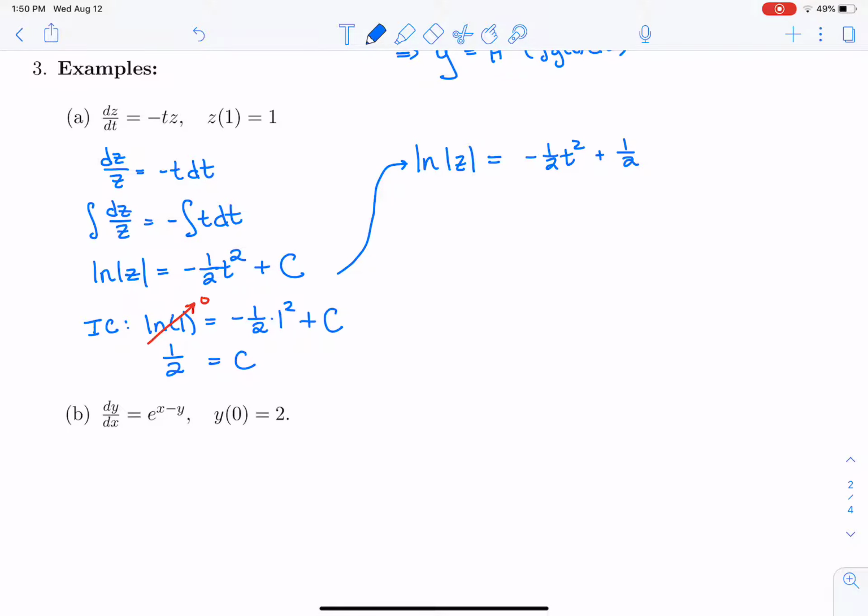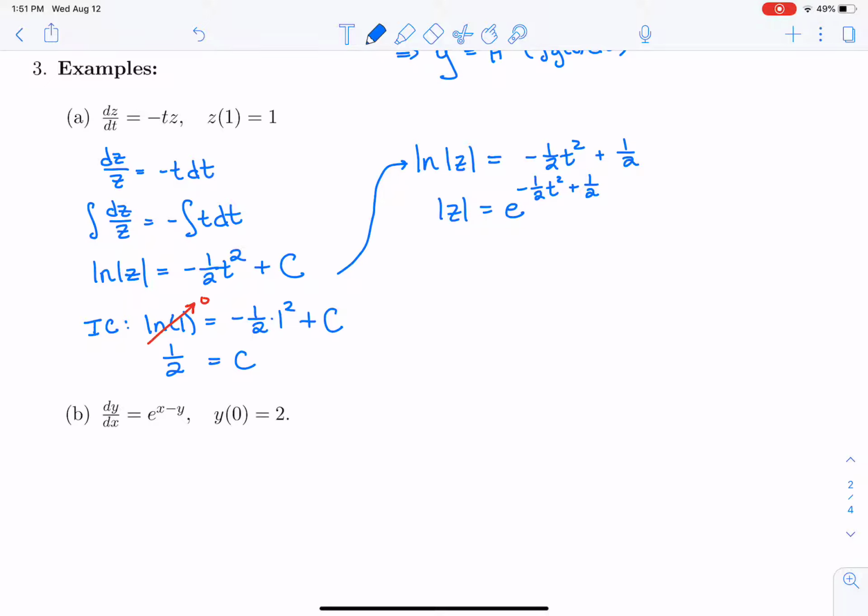And now I need to solve for z. Luckily, there is an inverse function, so I can do e to both sides, so that the absolute value of z is equal to e to the minus 1/2 t squared plus 1/2. And then I need to decide whether the absolute value of z there is supposed to be positive or negative. I want to match the initial condition. z of 1 is equal to 1.